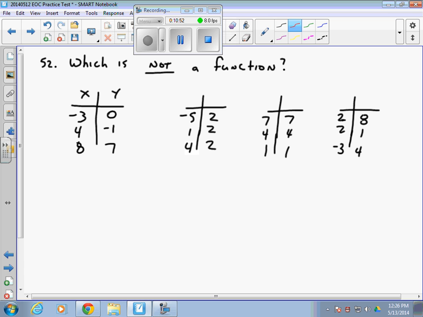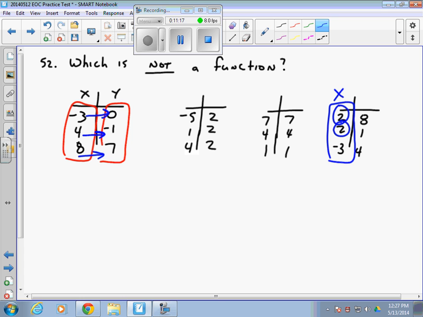52 says which one's not a function. Earlier in this test, we looked at the vertical line test. This is as if these functions are mapped. So if you wanted to do this and then draw the arrows from each of them, you can. Some people felt better doing that earlier. The key, though, is if you look at this very last one, we have 2 represented twice in the x values, or the domain. 2 is related to 8 and to 1.